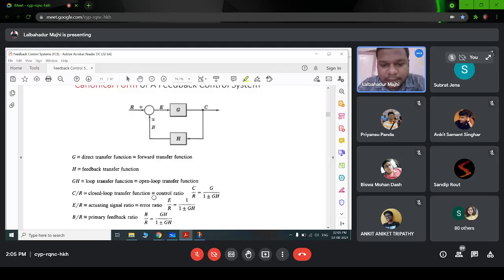So the same things: C by R is equal to G divided by 1 plus or minus GH. The plus sign is for a negative feedback system, and the minus sign is for a positive feedback system. Similarly, for E by R, this actuating error signal will be 1 divided by 1 plus or minus G(s)H(s). It will depend on the negative or positive feedback system. So we only require these for your knowledge. You have to learn this E by R and B by R. But basically we are going to need this one, C by R.